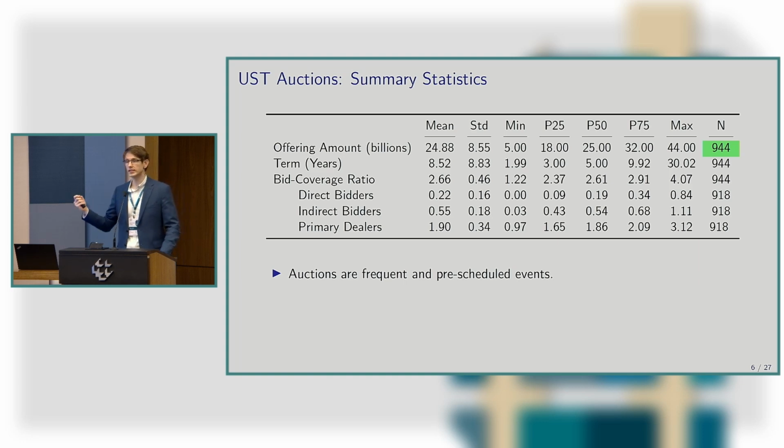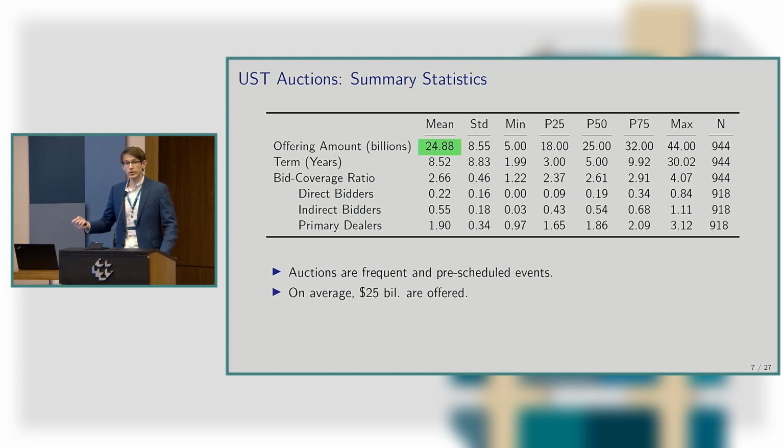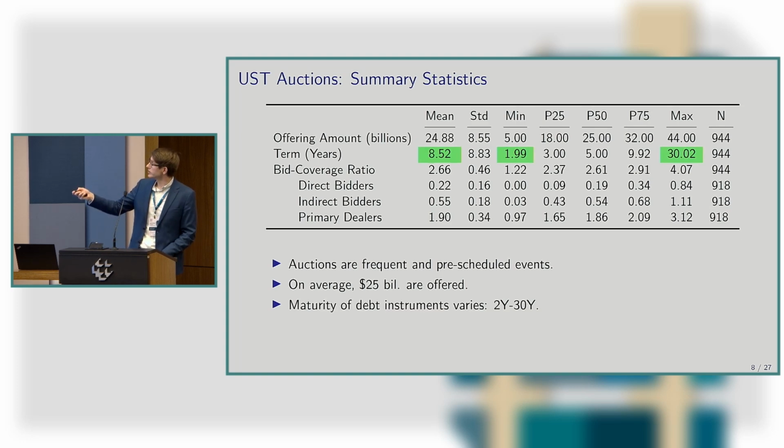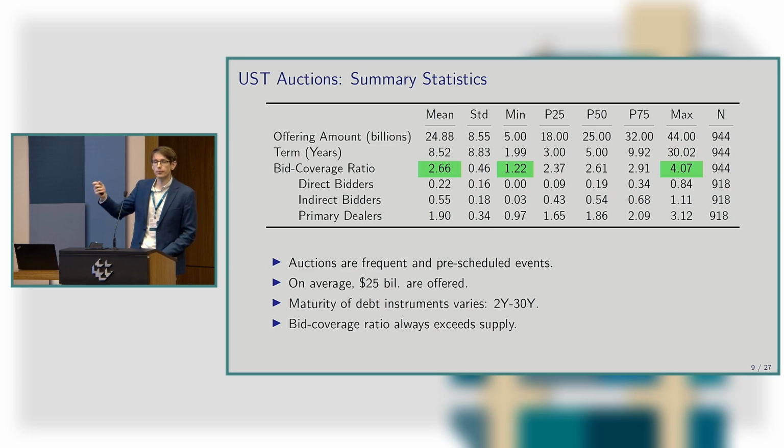Over our 16 years of data, we have 940 auctions. A sizable amount is auctioned each and every time: we have an offered amount of 25 billion. Again, the maturity ranges. On average, it has a maturity of about 8 years, but it ranges between 2 and 30. And we see that there is always more demand than supply, right? So we can look at the bid coverage ratio, which tells you how much participants bid at an auction versus what is offered. If that were 1, demand would be the same as supply.